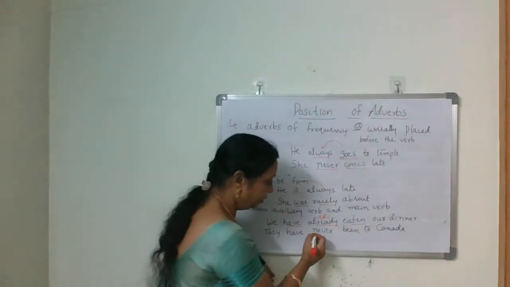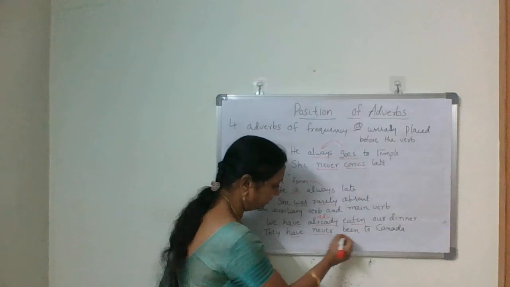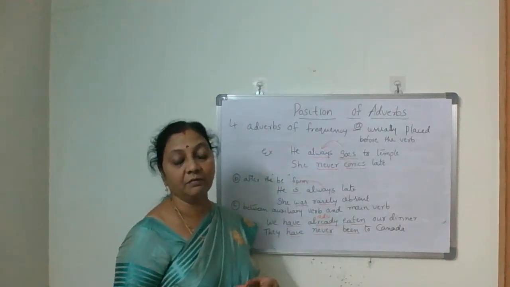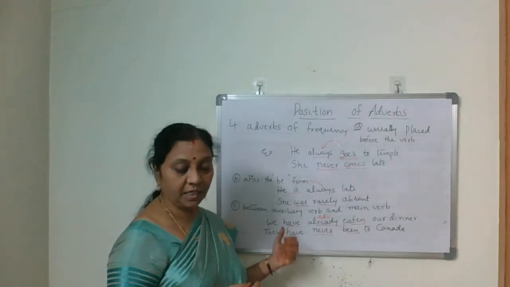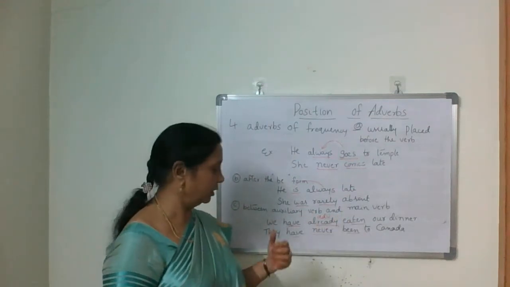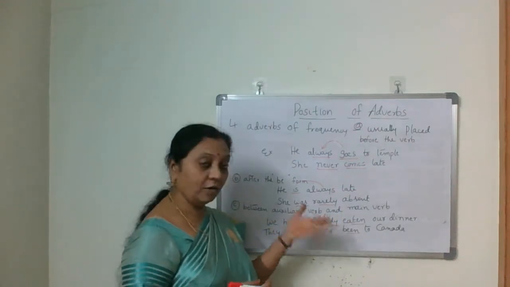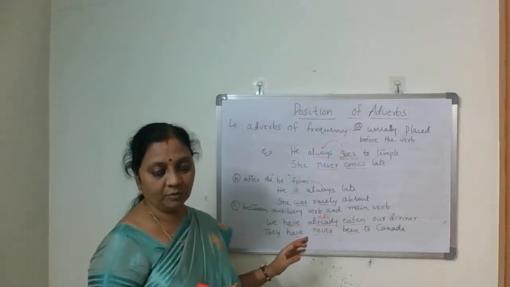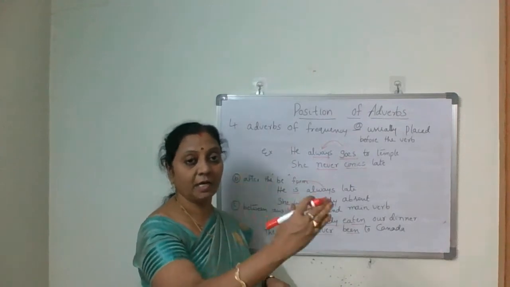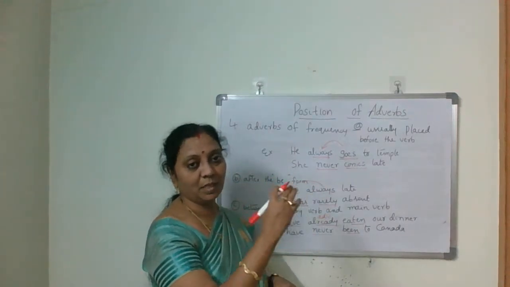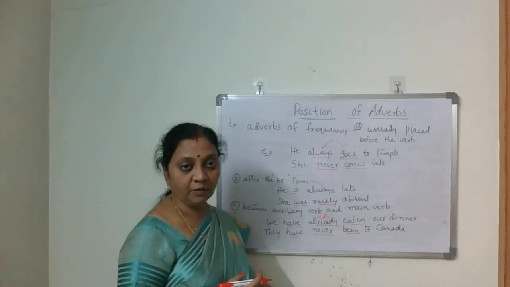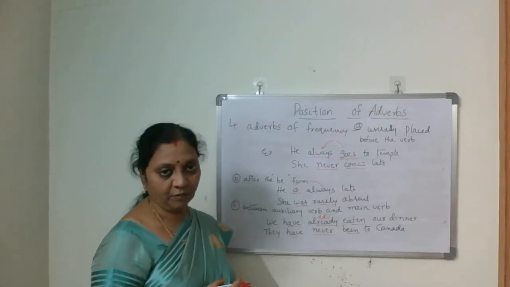They have never been to Canada. Have and been: auxiliary verb, main verb, and in between, they have never been to Canada. They never have been to Canada? Wrong. Or we already have eaten dinner? That is also wrong. So whenever auxiliary and main verbs are there, in between the auxiliary and main verb, we use these adverbs of frequency.